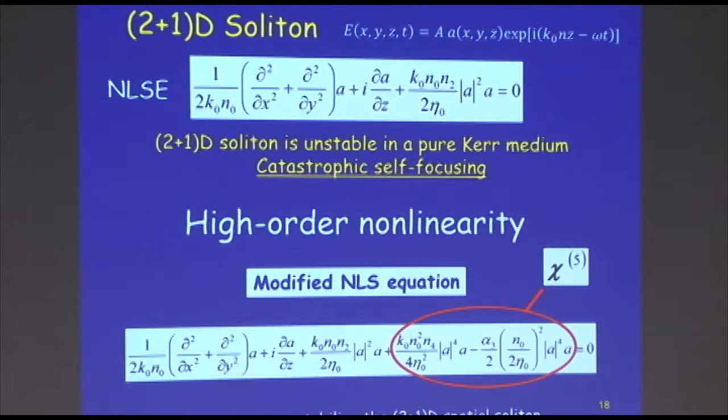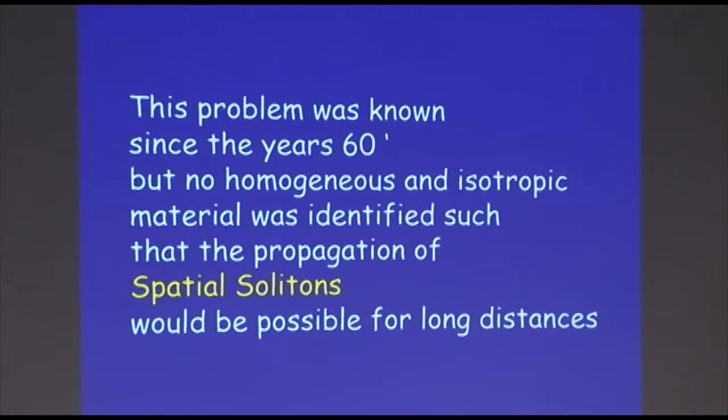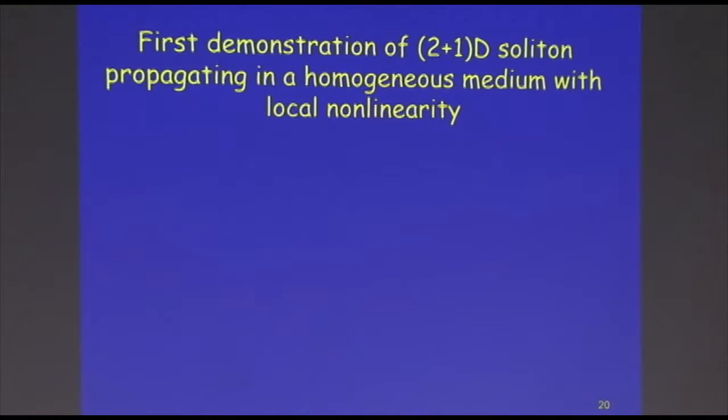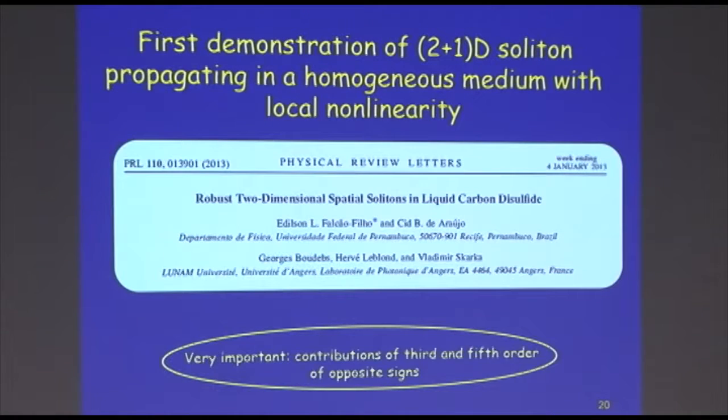The problem was: which material would present that? So that was a problem known for about 45 years. And no homogeneous and isotropic material was identified to have this propagation of solitons for long distance. So what I'm going to present here is the first demonstration of this soliton propagating in a homogeneous medium with local nonlinearity. I mean, with the electronic local nonlinearity.